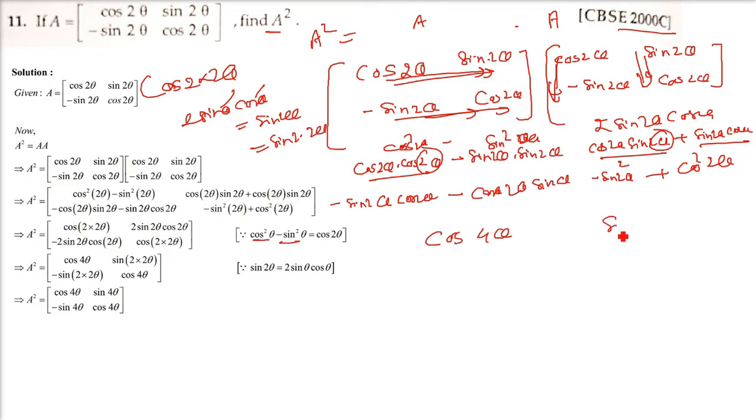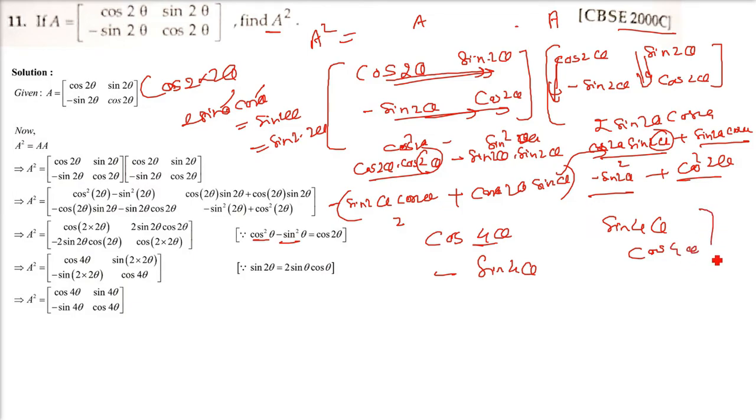Sin 4 theta. So this happens here also. Take minus outside, it will be plus. It will be similar to the second element of the first row. That will be sin 4 theta only. That's just, it will be negative. What is this? Cos square theta minus sin square 2 theta. So that is again similar to this one. So cos 4 theta. This is going to be the A square.